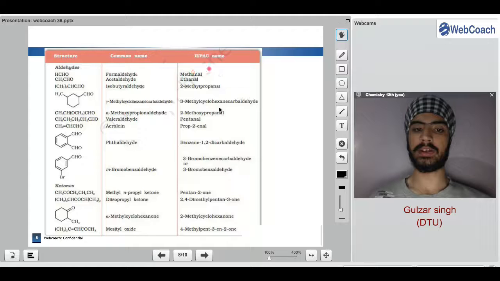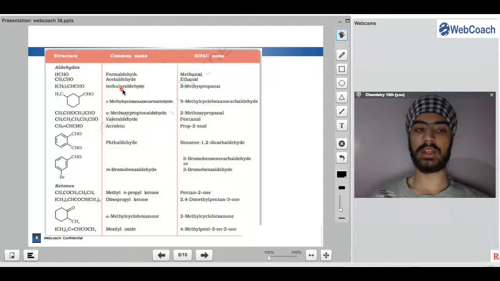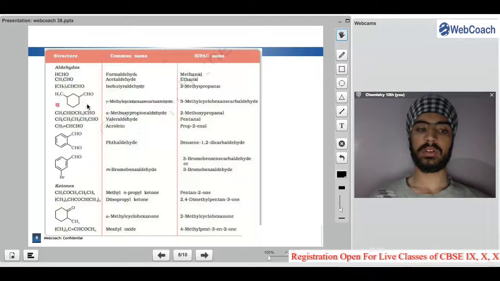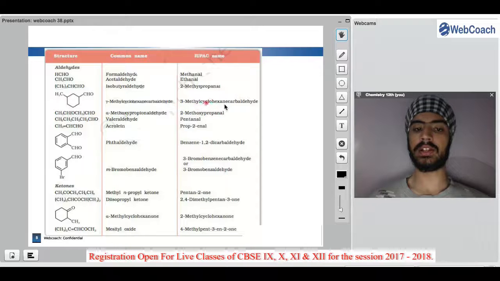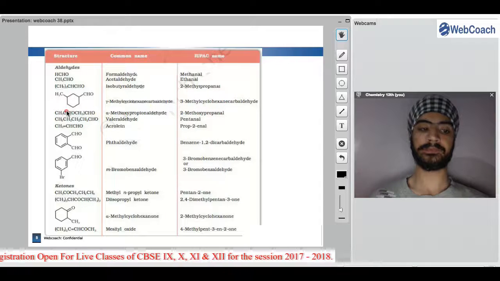These are the common structures, their common name and IUPAC name, out of which formaldehyde is widely used. Its formula is HCHO and IUPAC name is methanal. The next one is CH3CHO. Its common name is acetaldehyde. IUPAC name is ethanal. The next one is (CH3)2CHCHO, isobutyraldehyde or 2-methylpropanal. The next one is this. So alpha-methylcyclohexanecarbaldehyde or 3-methylcyclohexanecarbaldehyde.